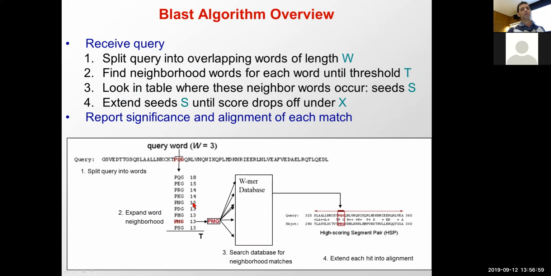Any other questions? Yeah. So the W-mer database, when you're referring to that, are you referring to one subject in the database, or is that every, in your sequence database, or is that? So that's actually across all sequences that have ever been sequenced. So is it that you kind of iterate through your query, and then for each of those words, you like narrow down all the subjects in the database? Pretty much, okay. Yeah.